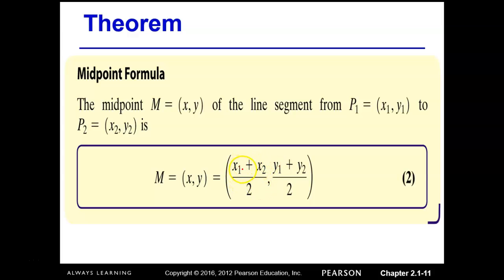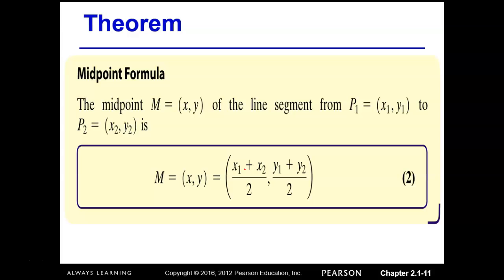So watch, in the distance we subtracted the 2 x's and the 2 y's, but in here we are adding them. Do not confuse. Make sure you understand the concept that it is almost like when you find the median of 2 numbers, you're just finding the average of those 2 numbers. So the average of the 2 x's and the average of the 2 y's. That's why you add them and you divide by 2, because when you find an average, you add and divide by how many numbers there are, and here there are just 2 numbers.